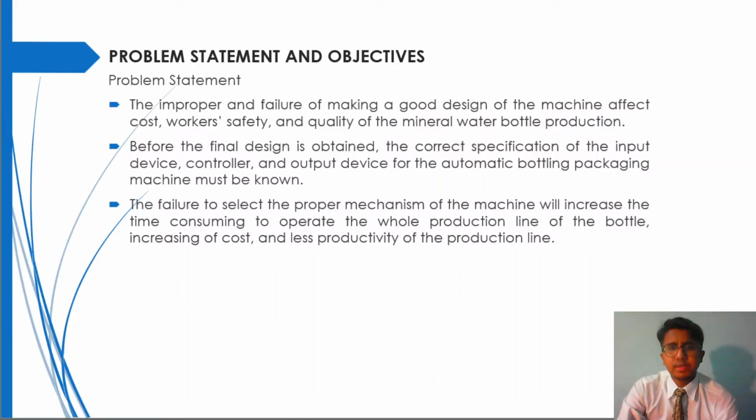Before the final design is obtained, the correct specification of input device, controller, and the output device for the automatic bottling packaging machine must be known. The failure to select the proper mechanism of the machine will increase the time consumed to operate the whole production line of the bottle, increase the cost, and lessen the productivity of the production line.